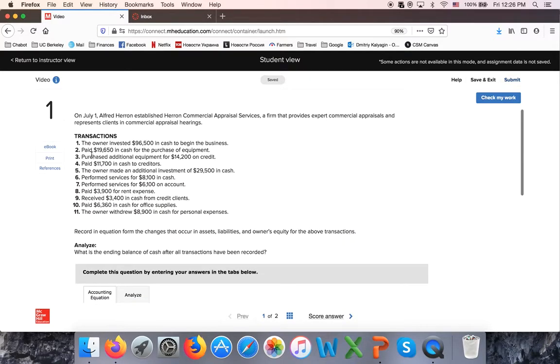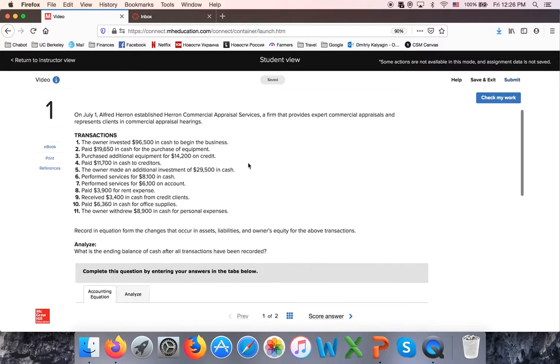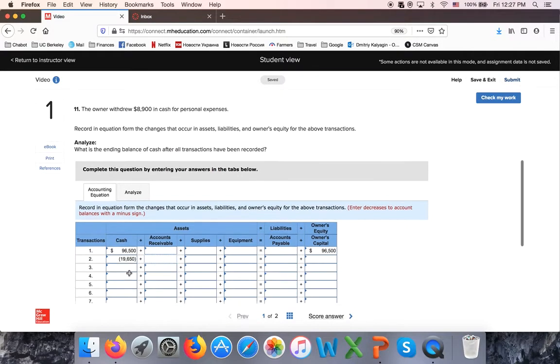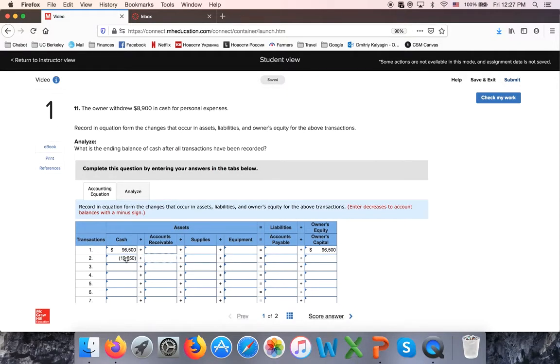Second transaction, we paid or I paid. I always say add the pronoun I. I paid cash for the purchase of equipment. What are the two accounts impacted? Cash, I paid 19,650. You see, I put the minus and it puts it in parentheses. In accounting, we don't like to use minuses because they're easy to miss. So we usually identify negative amounts with parentheses.